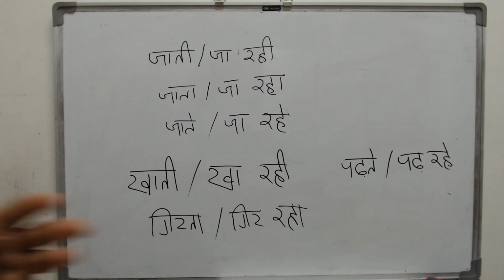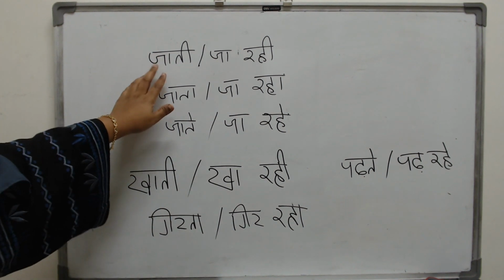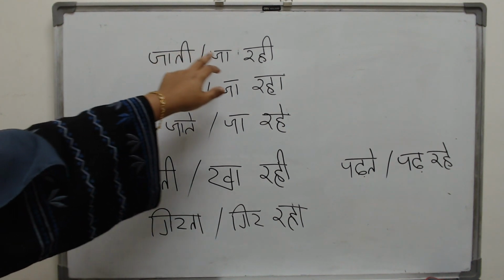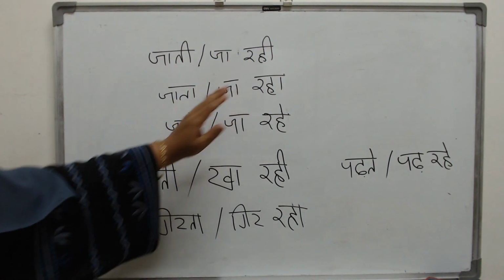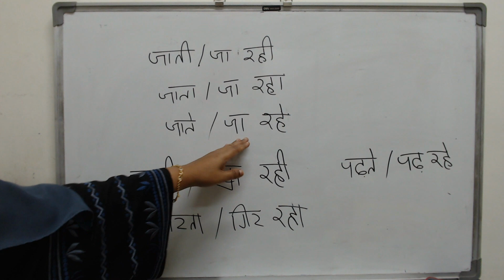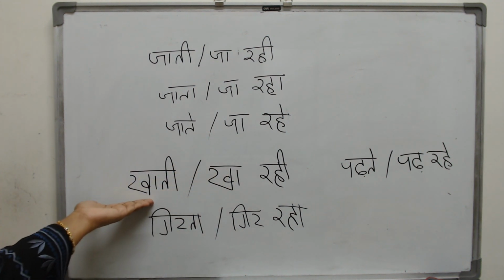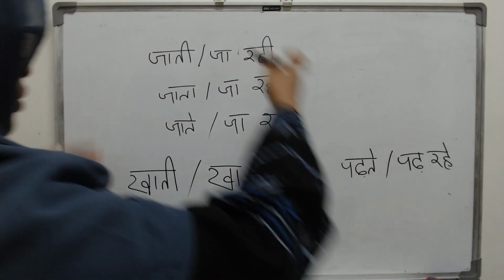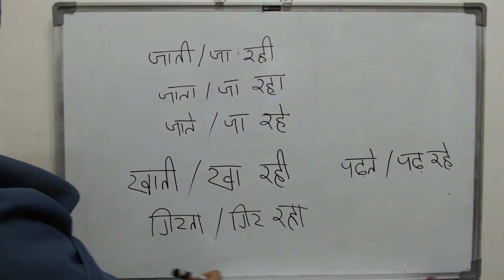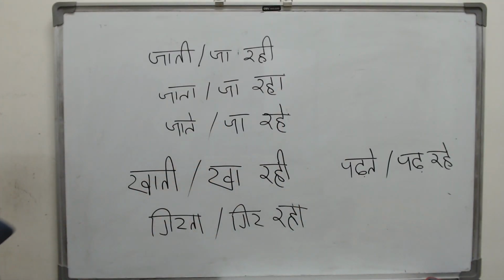That's all. Long story short, जाति in the सामान्य वर्तमान काल will become जा रही in the अपूर्ण वर्तमान काल. जाता, जा रहा. जाते, जा रहे. Now tell me what will become to खाती? खा रही. गिरता, गिर रहा. पढ़ते, पढ़ रहे. So these in सामान्य वर्तमान काल and these in apurna vartaman kal.